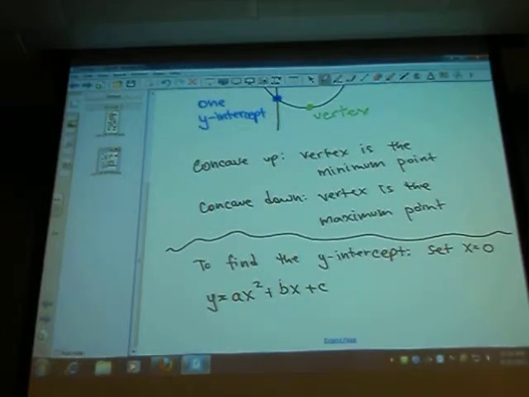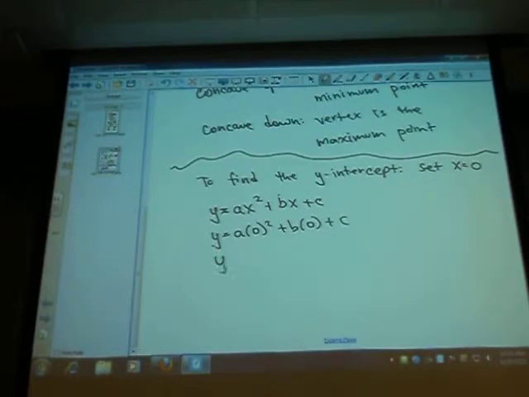So what's going to happen here if I set x equal to 0? Your first two terms become 0. My ax squared is going to become 0. My bx is going to become 0. And I'm left with just y equals c. That is always the y-intercept, that constant term without an x. That's the y-intercept, c.